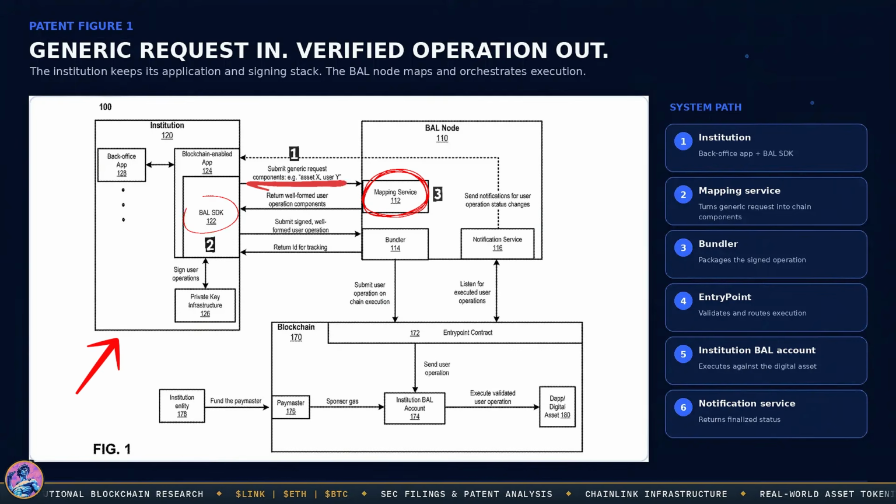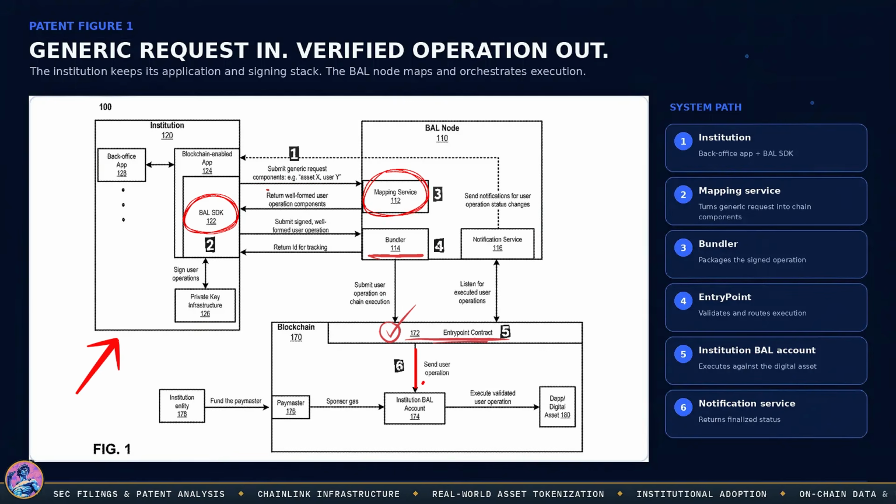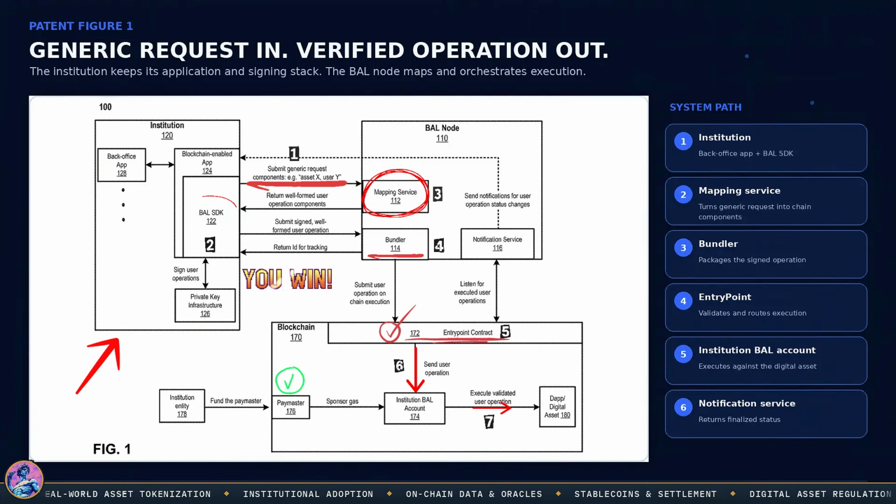The institution signs the operation using its own private key infrastructure. A bundler packages it, sends it to an entry point contract, and an institutional smart account validates and executes it. A paymaster sponsors the gas, so the institution does not need to hold native tokens across every network it uses. Once the transaction is finalized, a notification service sends the result back into the institution's system.